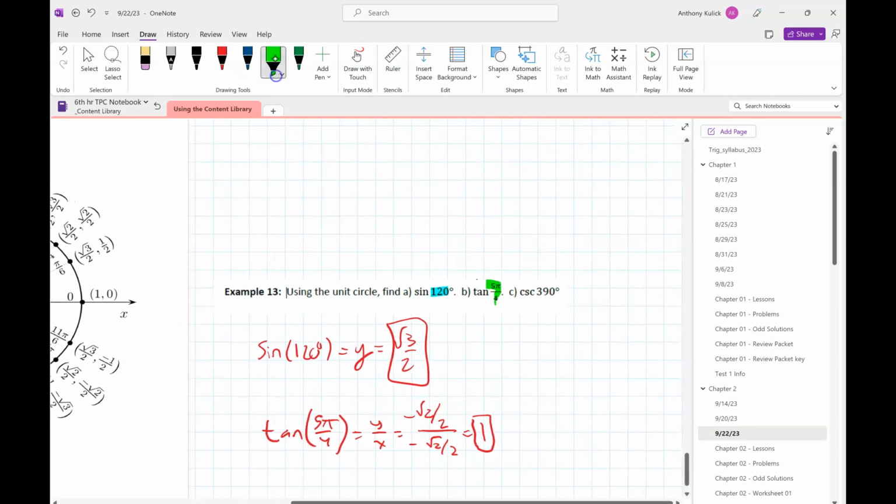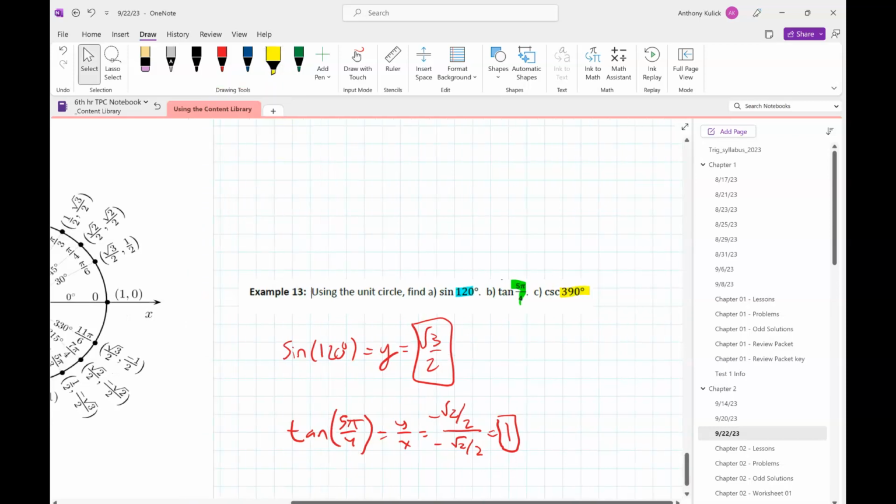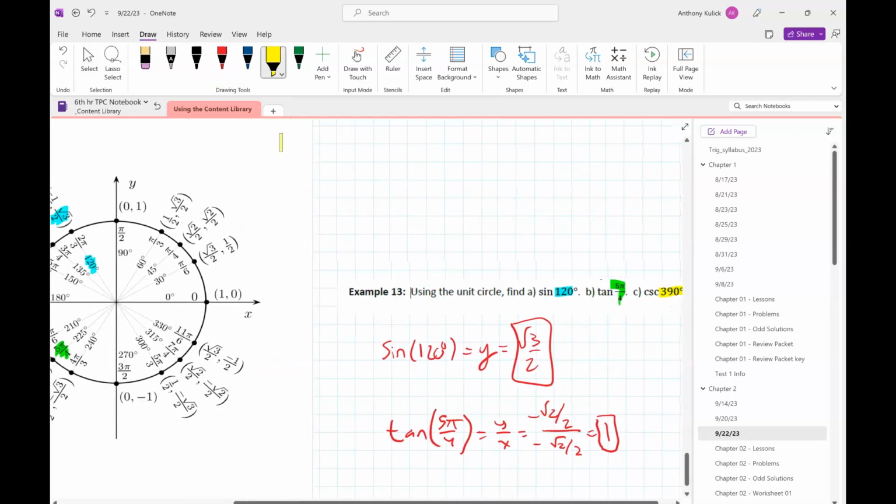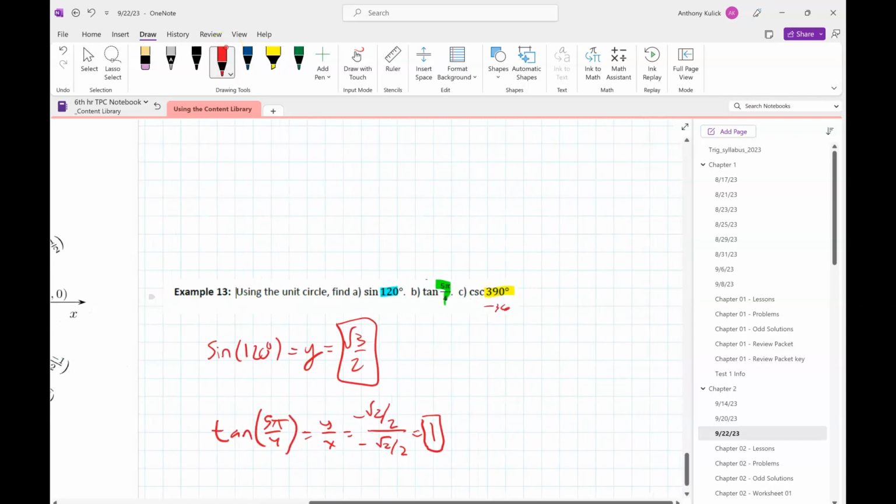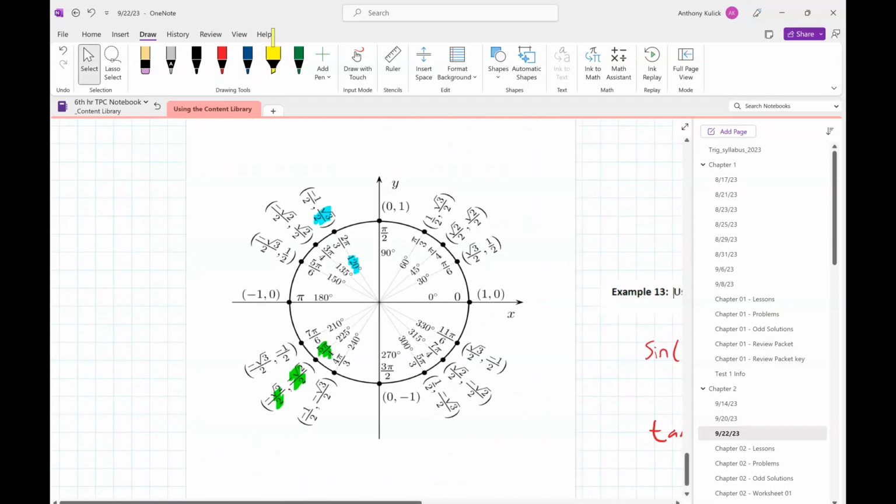The last one, though, 390. Let's go look for that on our unit circle. Let's see, 30, 45, 60, 90, 120, 135, 180, 210, 225, 240, 270, 300, 315, 330. I don't see 390 on here. What am I going to do? I'm just going to find the thing that's coterminal to that by adding or subtracting 360 until I get a number that's on my unit circle. So I'm not doing 390, I'm doing 30 degrees.